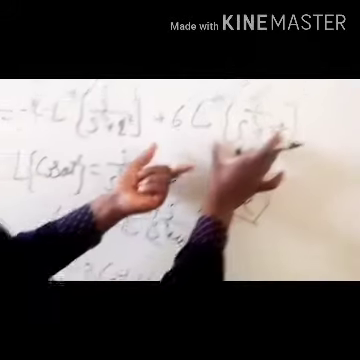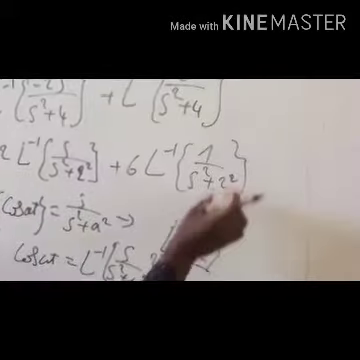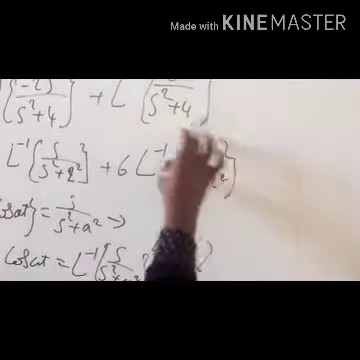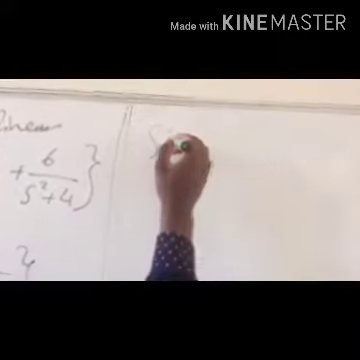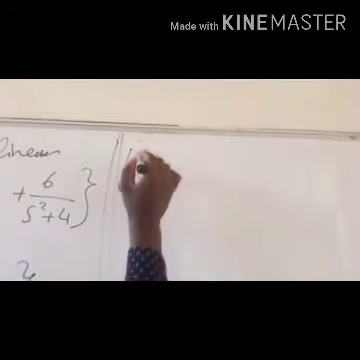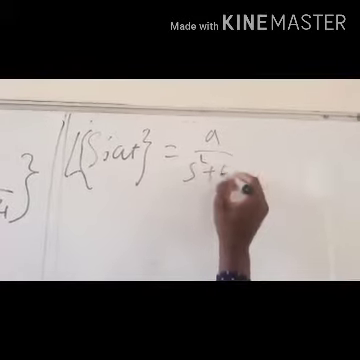And here we get 1 over s squared plus 2 squared. Comparing with the sine formula, we know that the inverse Laplace transform of a over s squared plus a squared is equal to sine at.